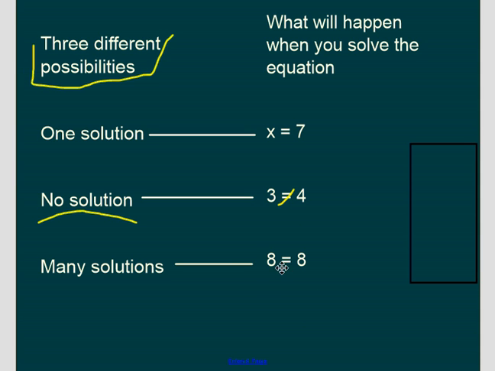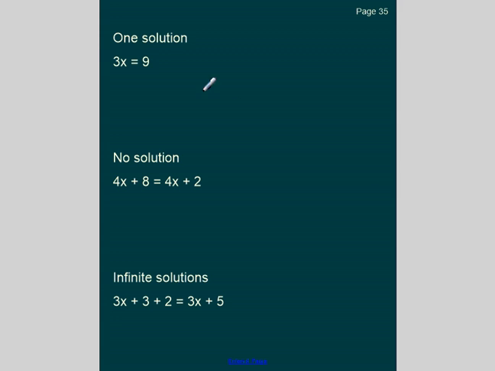Finally, if you end up with something like 8 equals 8 or 12 equals 12, that is your big clue that the equation has many solutions or infinite solutions. So these are what you're looking for. If the variable equals a number, that means there's one solution. If a number equals a number, but it's not true, that's going to give you no solution. And finally, if a number equals a number, and it is true, that's when it's going to be many solutions. So make sure you have this written down. And we're going to look at an example of each one.